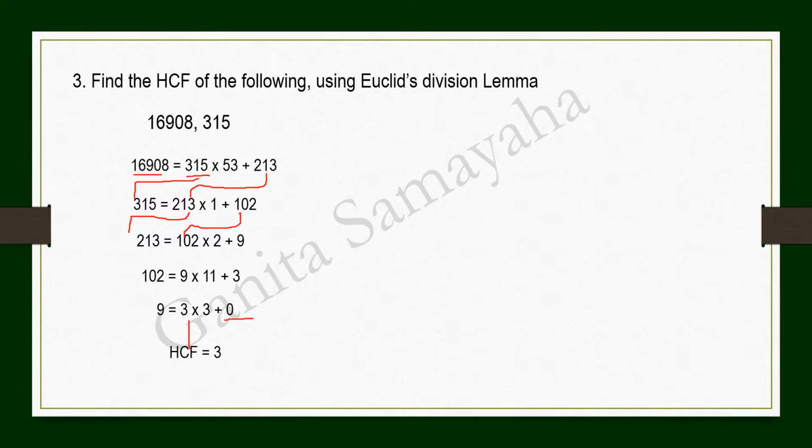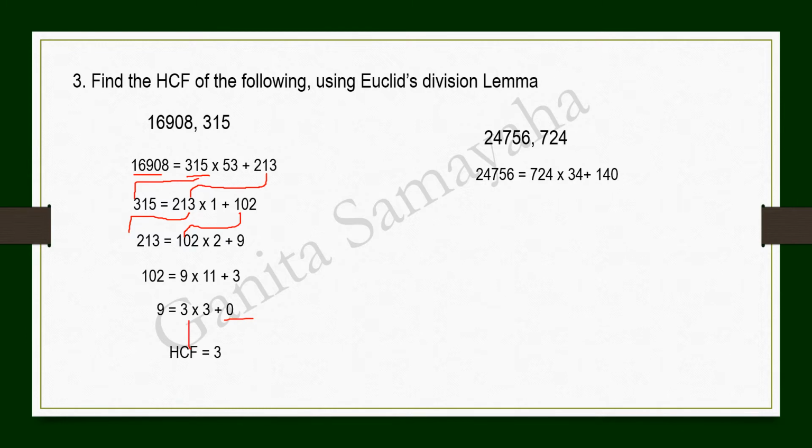So HCF is 3. I hope all of you have got this right, children. The next problem: 24,756 and 724. So we can express the bigger number in terms of the smaller number. So we have 24,756 is equal to 724 into 34 plus 140.